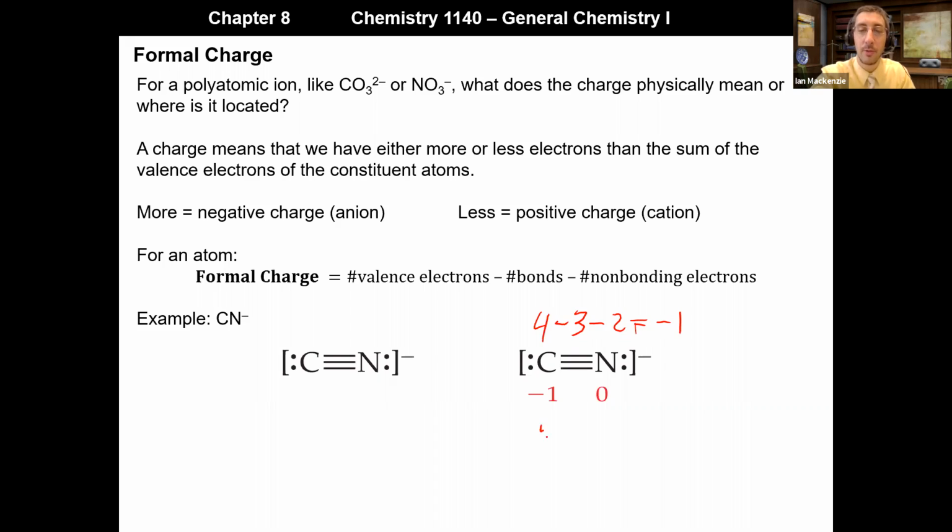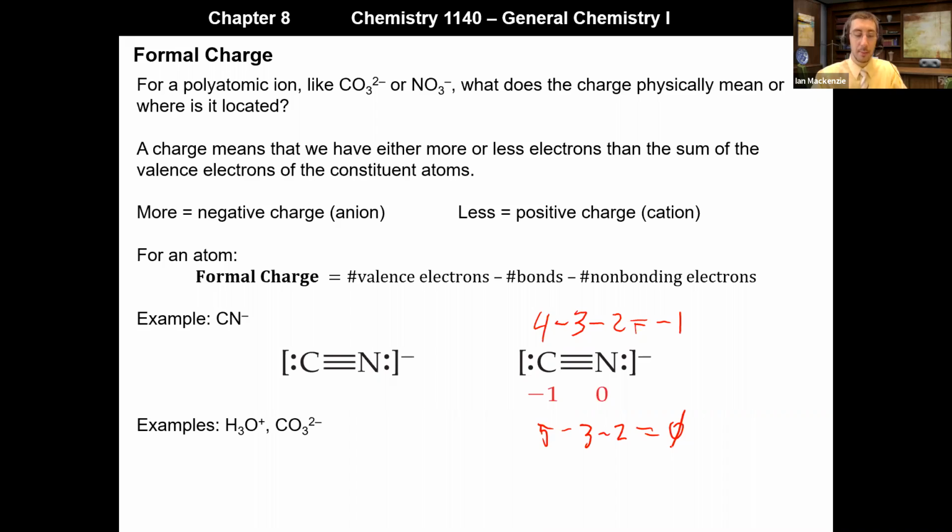Nitrogen, on the other hand, has 5 valence electrons, minus 3 bonds, minus 2 electrons from that lone pair. So it has a formal charge of 0. So what this process allows us to do is essentially assign where that extra electron is in the molecule and pinpoint the charge on the individual atoms. So we can see the charge here is located on carbon. Although we may talk about the whole unit having a charge, we can assign the formal charge to the carbon atom.